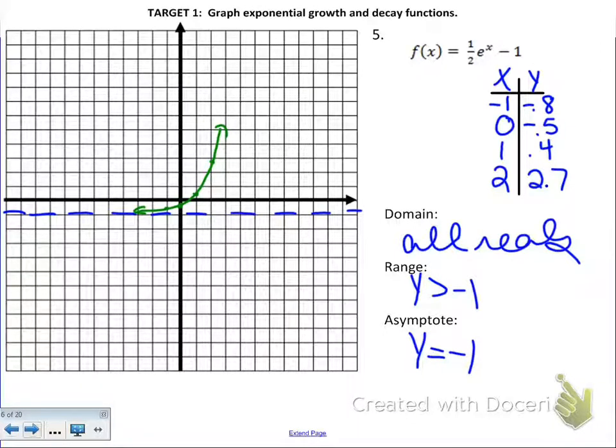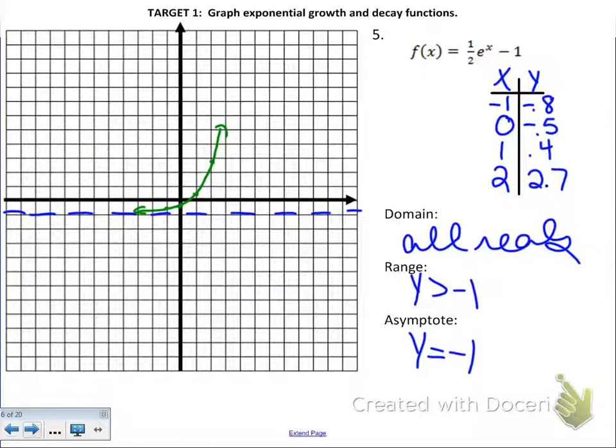Okay, here's our graph. You can tell that this is a lot tinier. Our points are a lot closer together. Why do you think that is? Go back to the equation, form a hypothesis. Why do you think our points are a little bit closer together on this one?